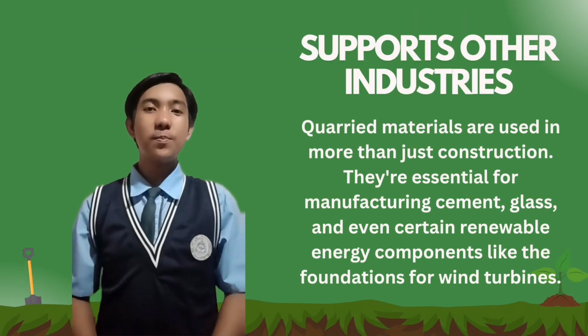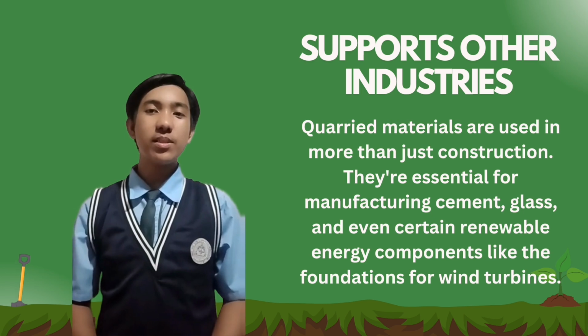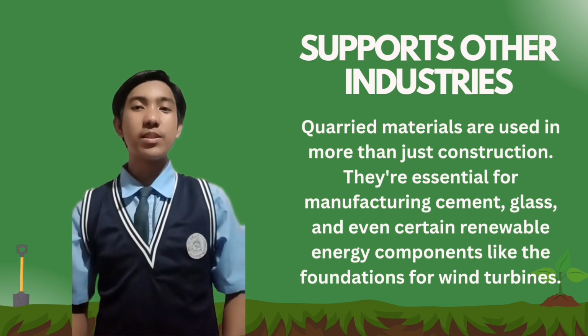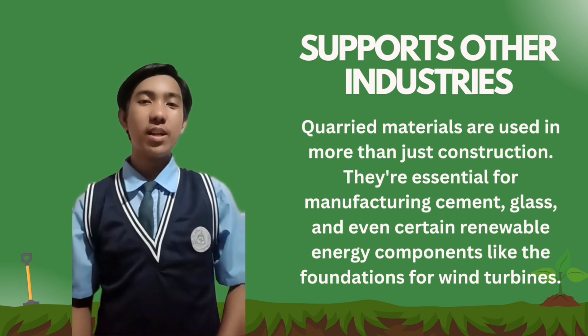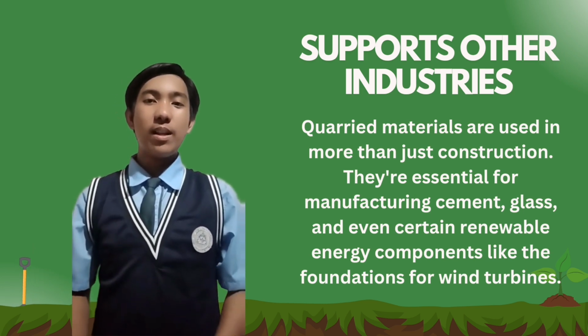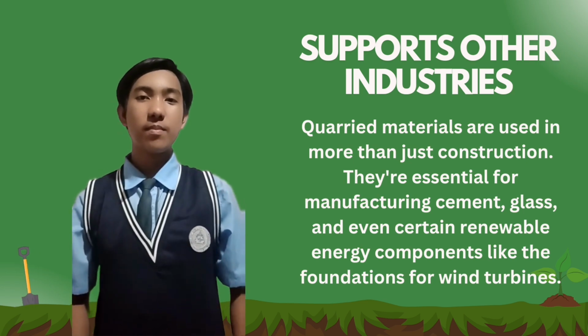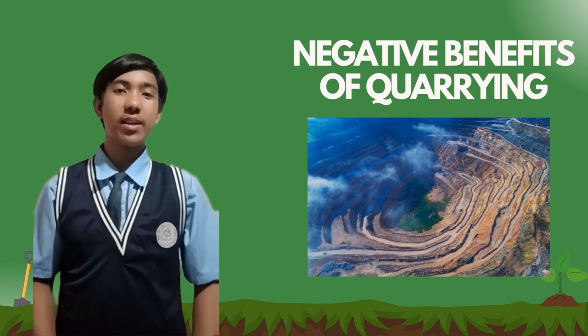And lastly, it supports other industries. Quarried materials are used in more than just construction. They are essential for manufacturing cement, glass, and even certain renewable energy structures, like the foundation for wind turbines. Now, moving on to the negative effects of quarrying.